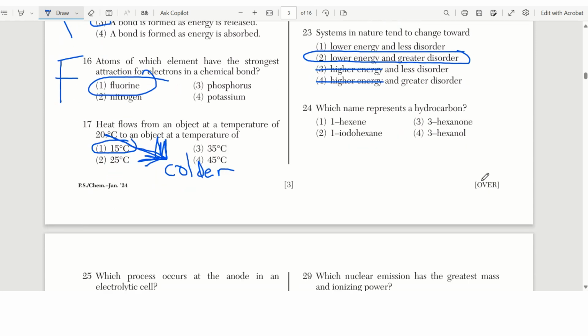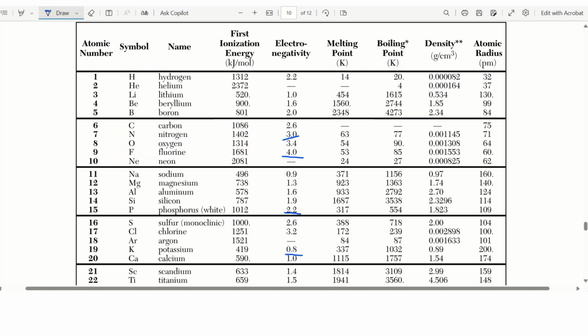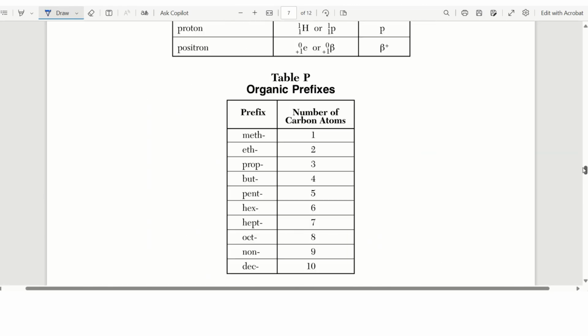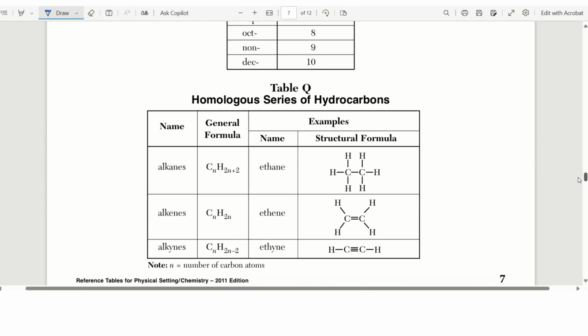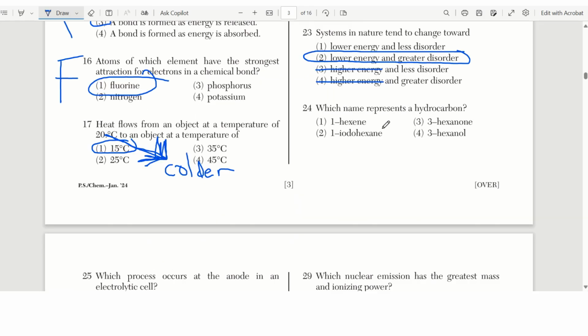Okay. Number 24, which name represents a hydrocarbon? So we can get some reference table help for this one. If we go to table Q here, here is where we find hydrocarbons. And you can see that the names of hydrocarbons end like this, either ANE, ENE, or YNE. So when I look through these names, okay, well, this ends in a no, wrong.